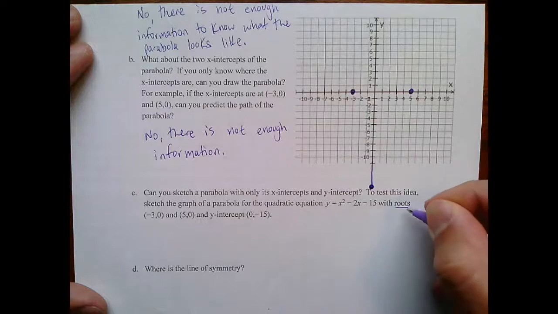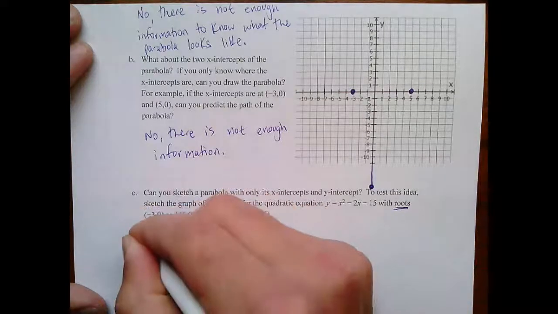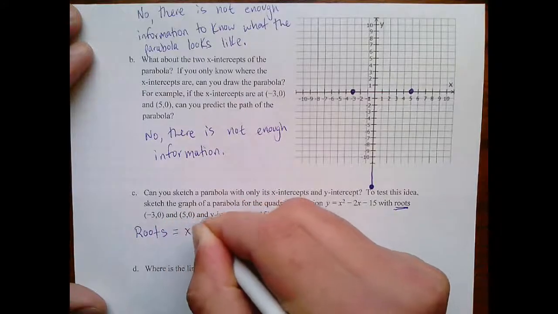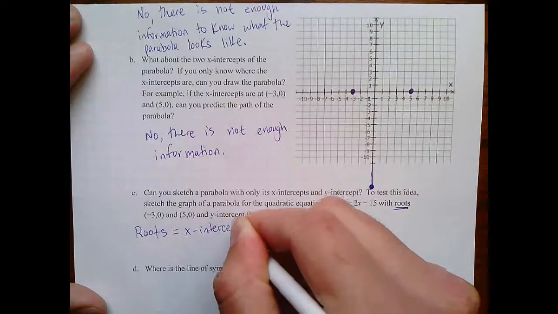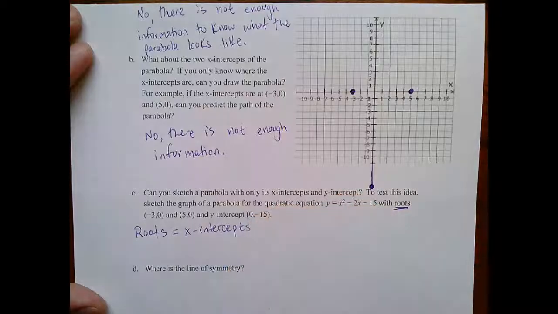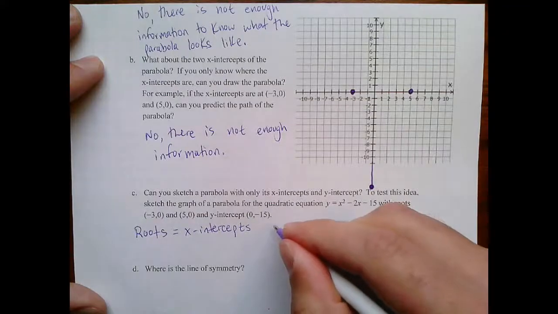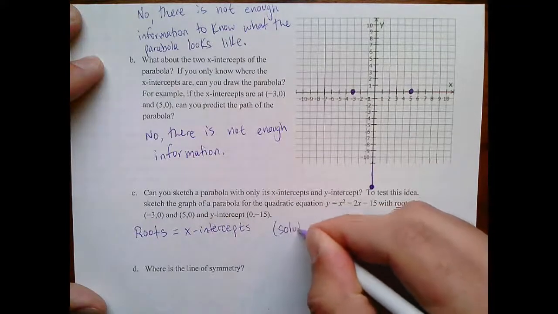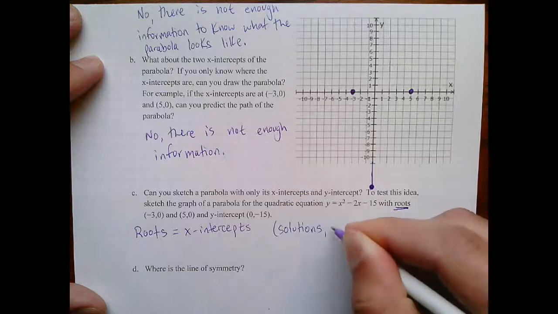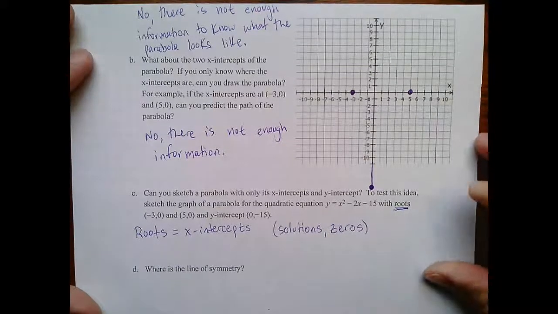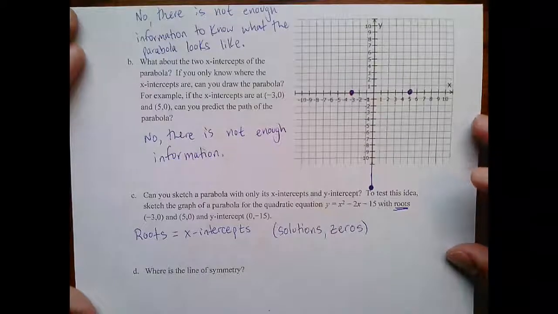It does introduce this idea of roots. I want you to put down on the paper that roots are the same things as x-intercepts. And it turns out there are some other words that you can use for x-intercepts as well. So roots are x-intercepts. You could also call x-intercepts solutions. You could also call them zeros. So there's actually 4 ways to describe the same thing in math, depending on what you're talking about.